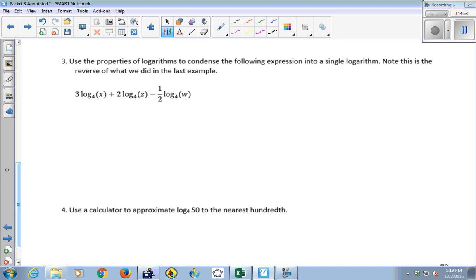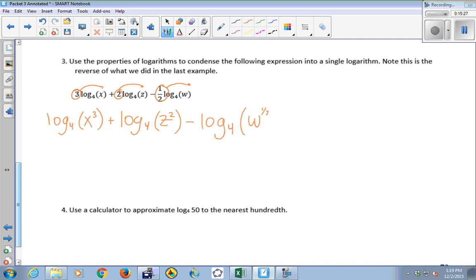So let's deal with the exponents first. Whenever I have a number in front, you can pop it back up into the exponent, right? This is just the reverse of the power rule. If it's down in front, it can go back up. If it's up, it can come down in front. So this is going to become log base 4 of x cubed plus log base 4 of z squared minus log base 4 of w to the 1/2.